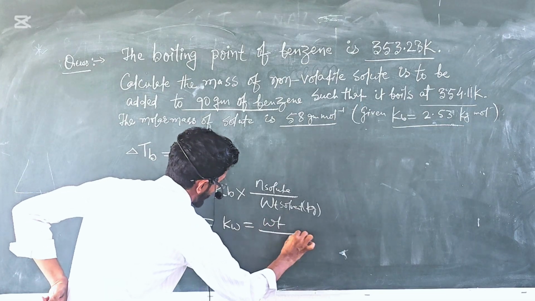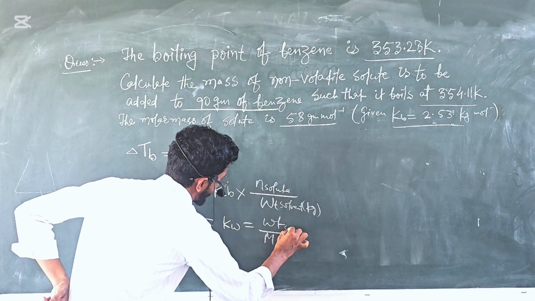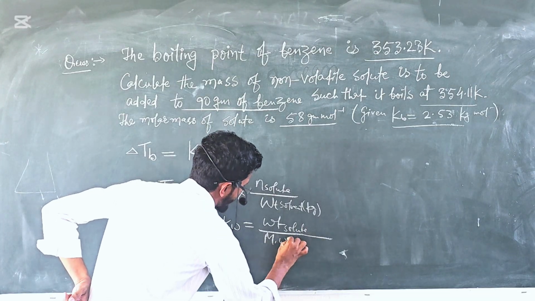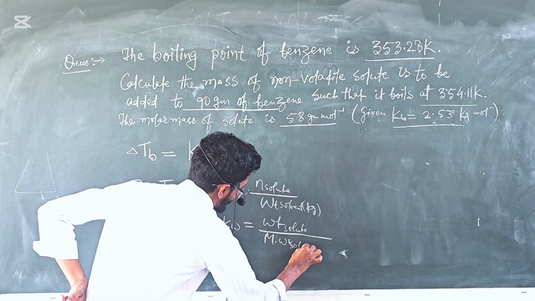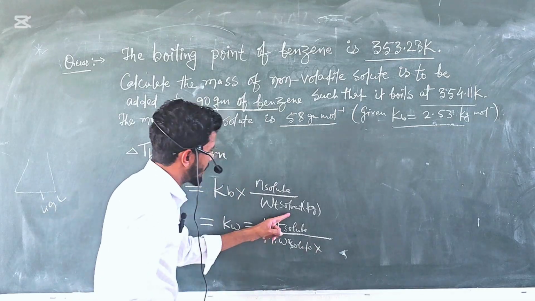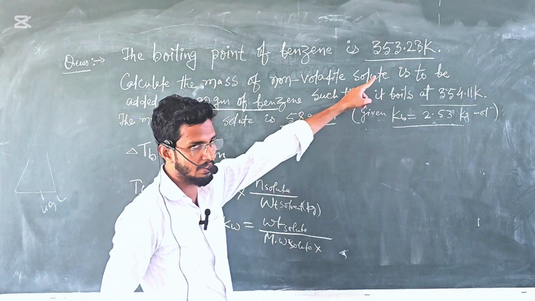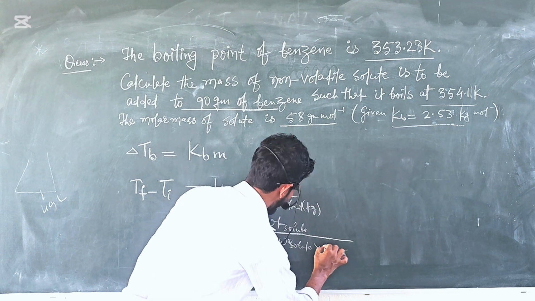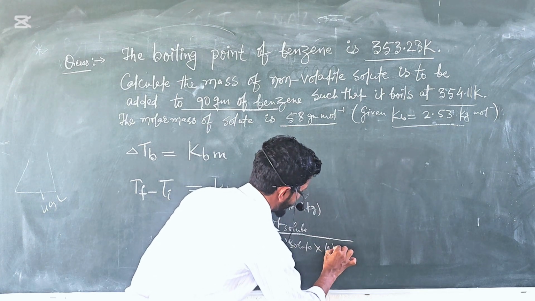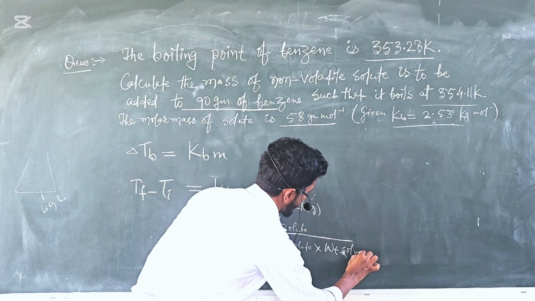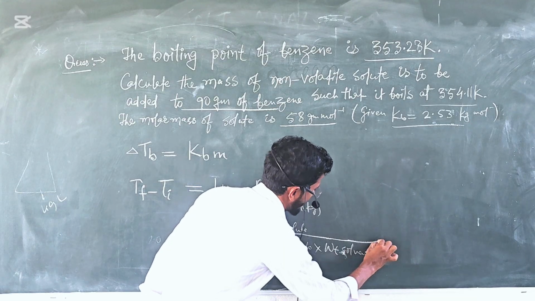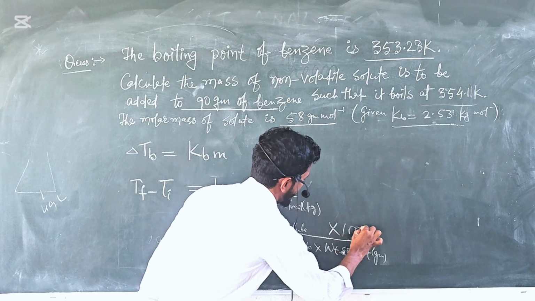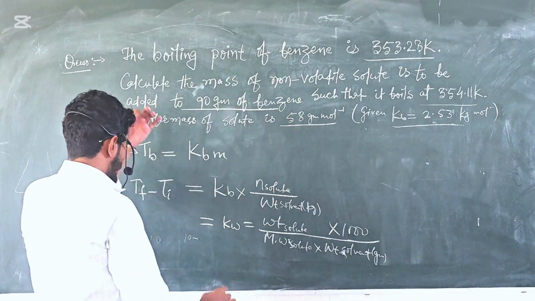Further, mole is equal to weight upon molecular weight. So moles of solute is weight of solute upon molecular weight of solute. If the weight of solvent is given in gram, as it is given in gram, then we multiply by 1000 to convert it into kg.